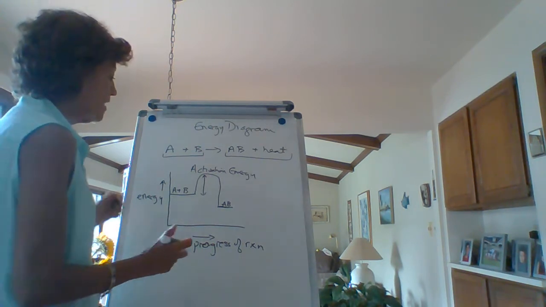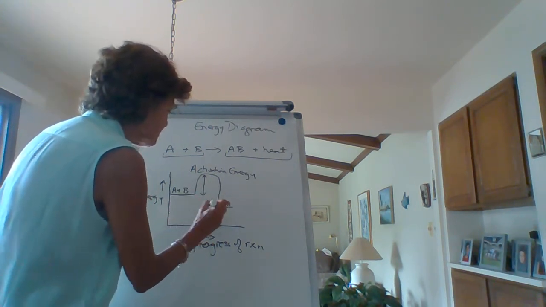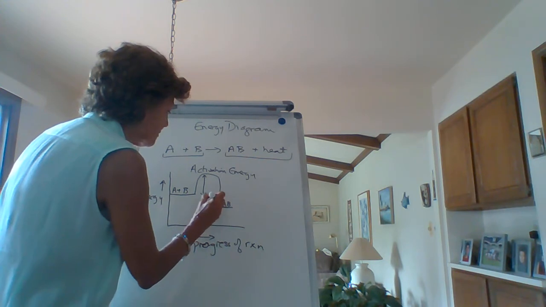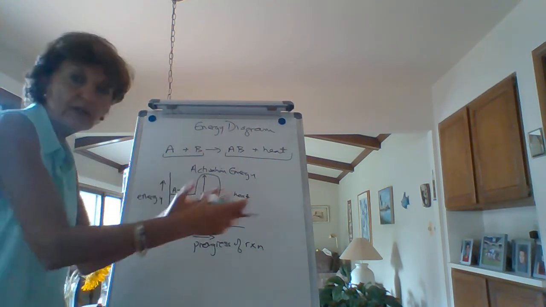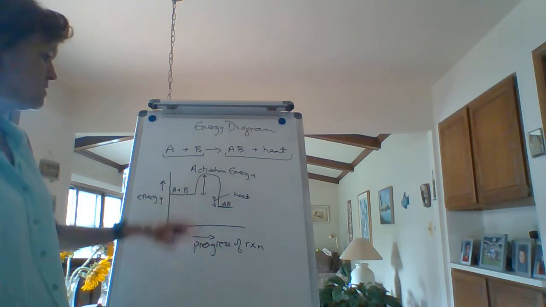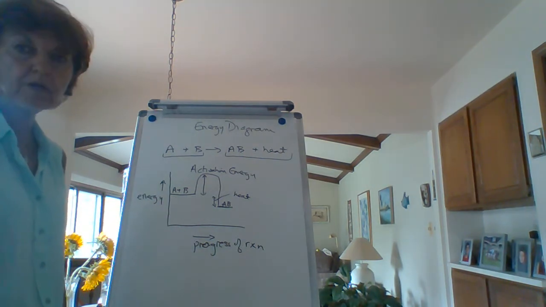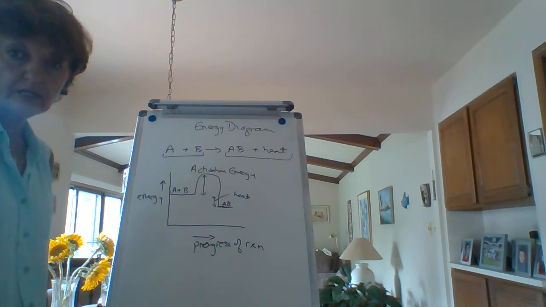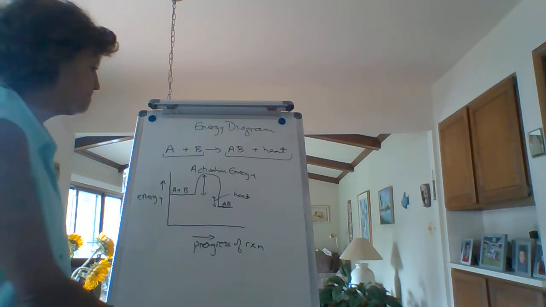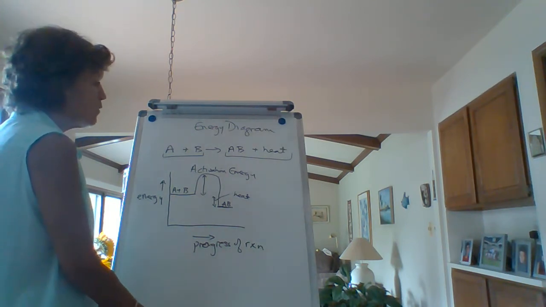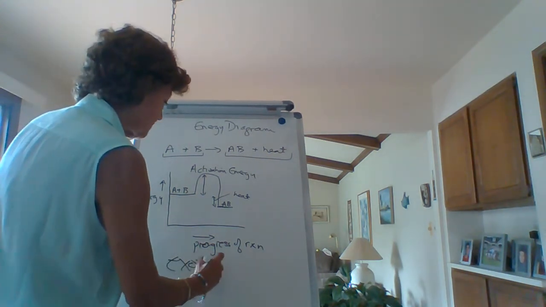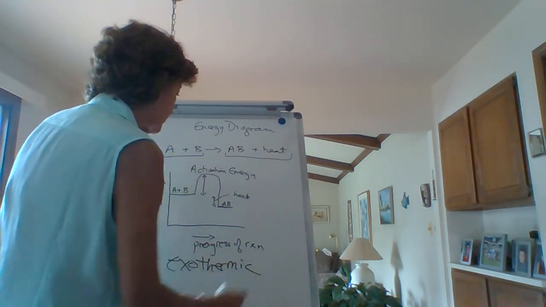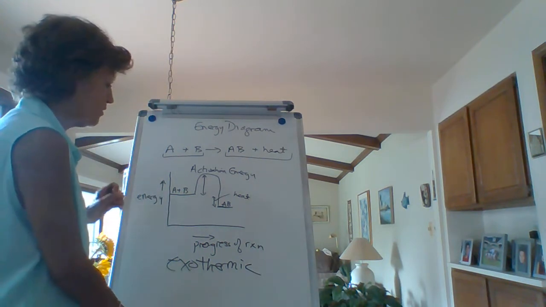All right? The difference between A plus B and AB, this is the amount of heat that is released or produced. So this is a typical exothermic reaction energy diagram. All right? Now, what would an endothermic, so this one is exothermic. What would an endothermic energy diagram look like?